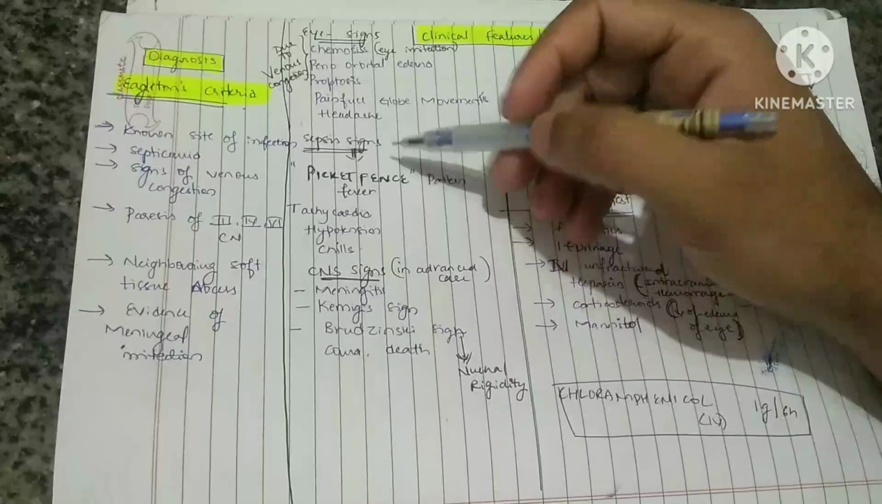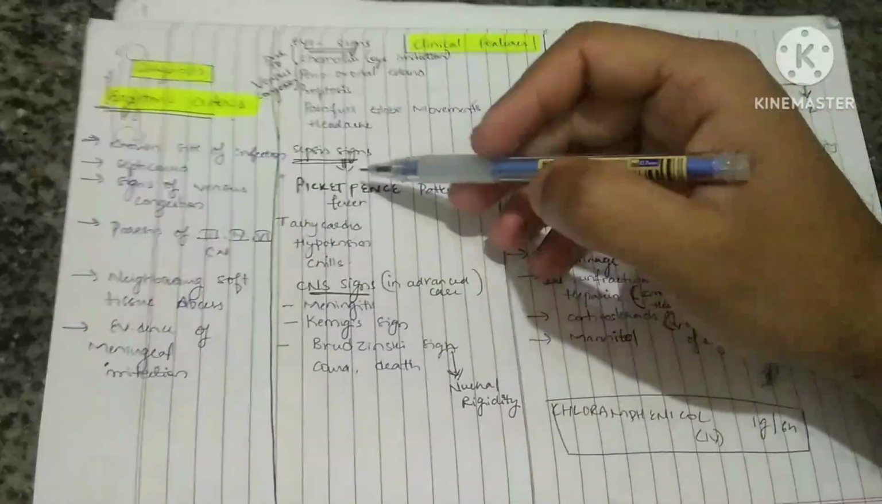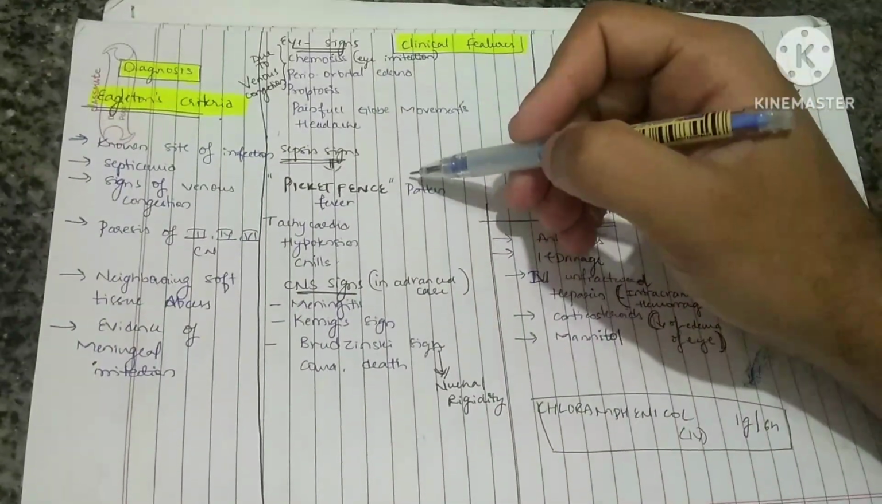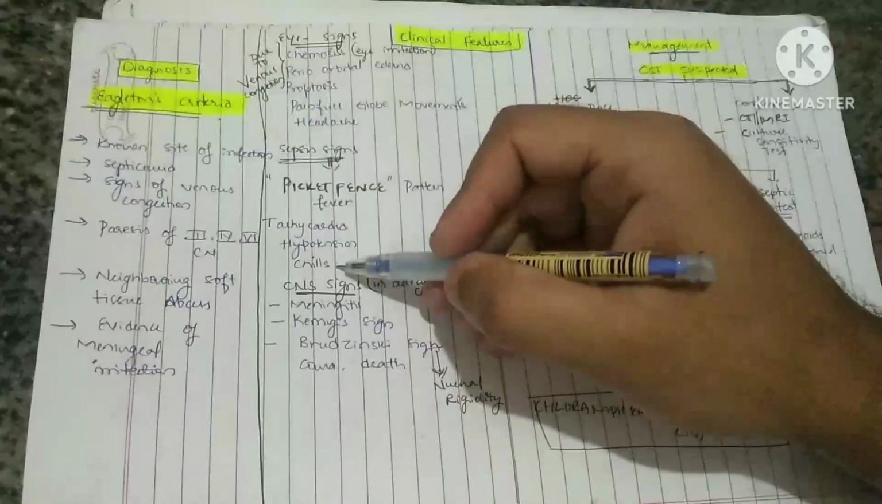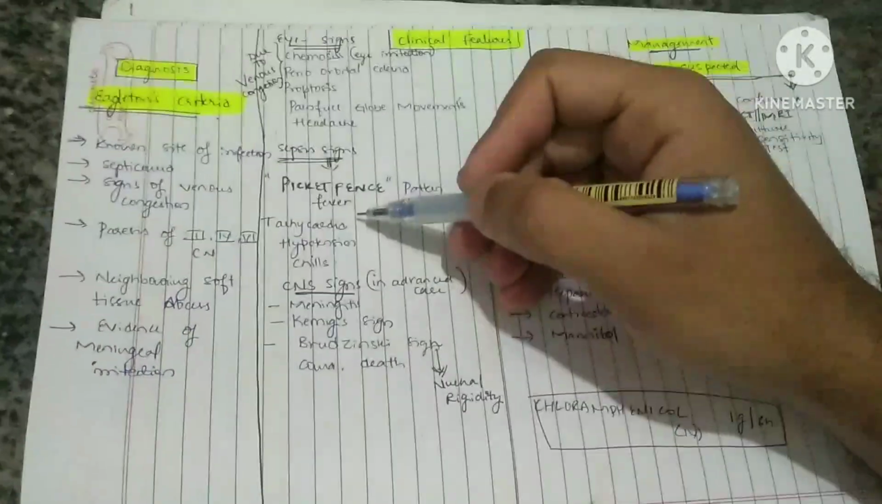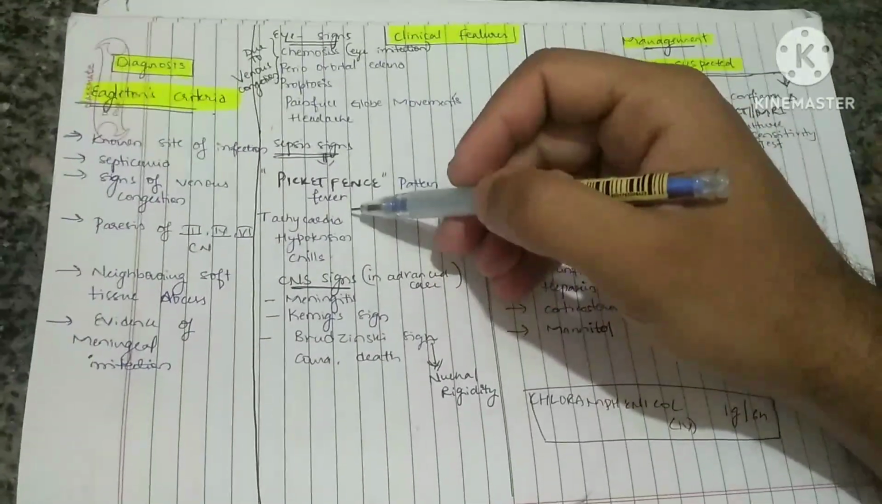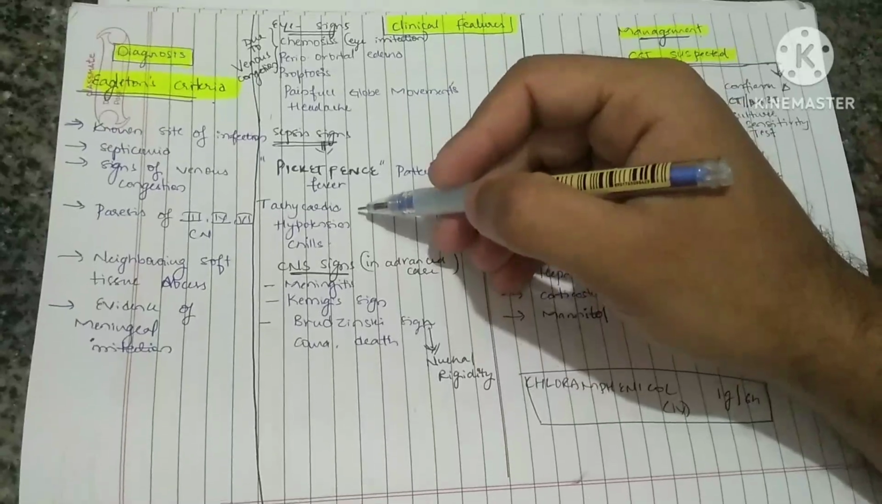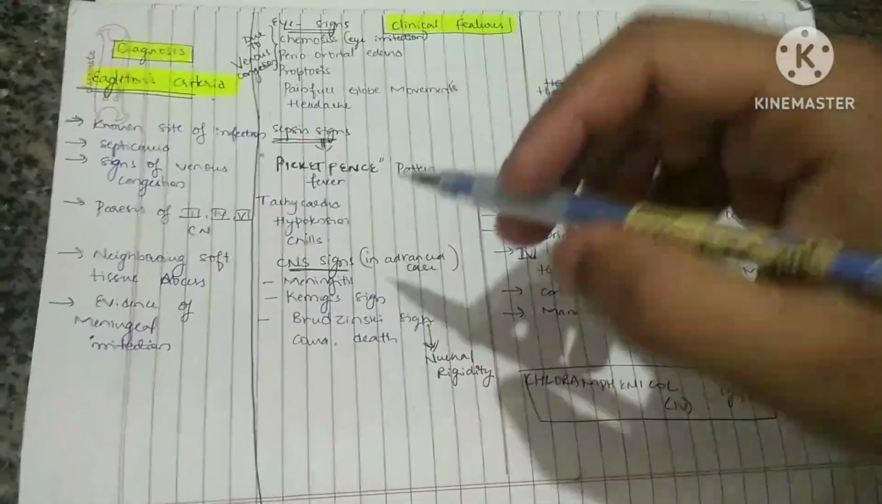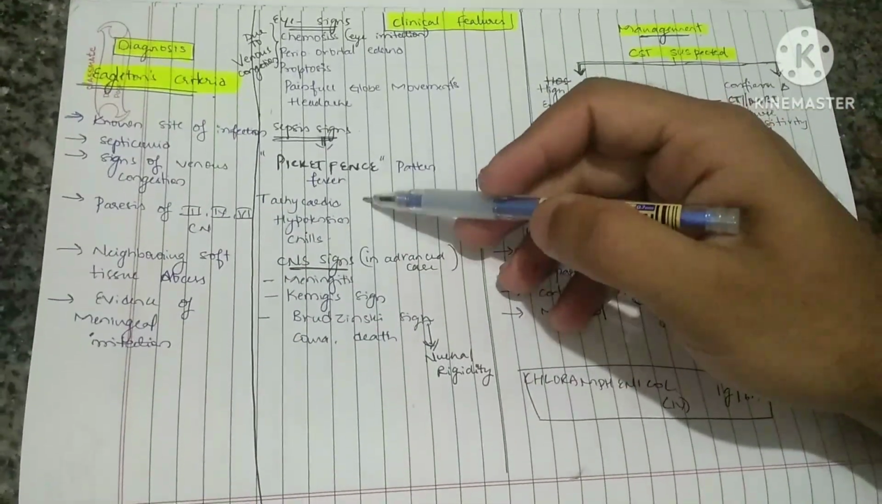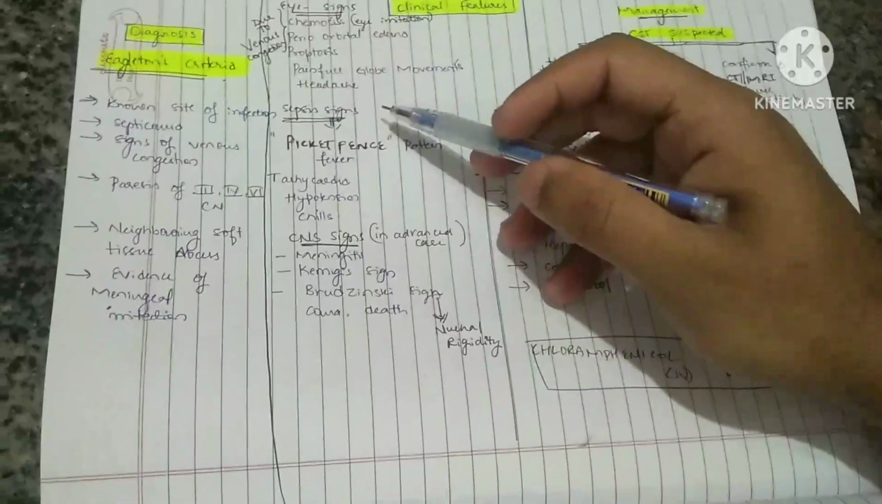There is a kind of pattern fever which is called a picket fence pattern fever, which is characterized by chill first, followed by fever, and the next thing we have is tachycardia and hypotension, increase in BP and increase in the heart rate. Okay, sorry, increase in BP and decrease in the heart rate. So yeah, this is all about the sepsis signs.